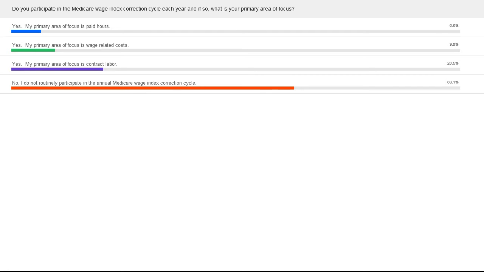That wouldn't be good. Of the other three responses, where it says yes, the primary area of focus is contract labor. That's what I would expect. That's an area where it's hard to get all the contract labor recorded, or I should say reported, in the cost report at the time of filing. So at this point, I'm going to turn over the presentation to Paul.